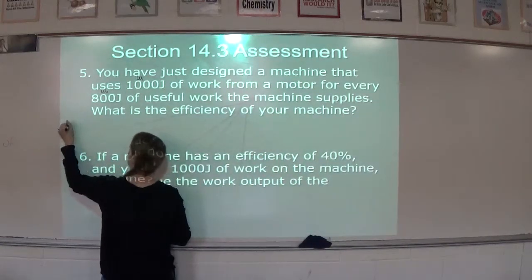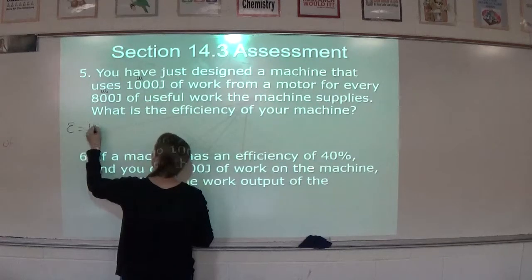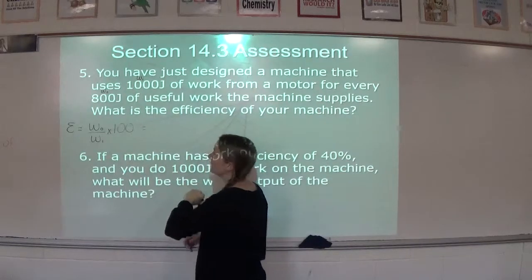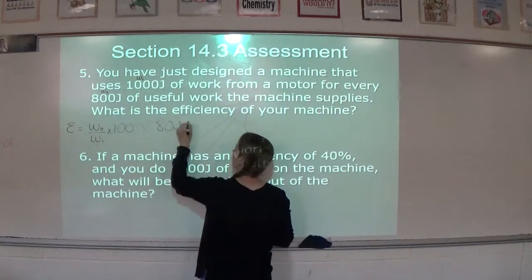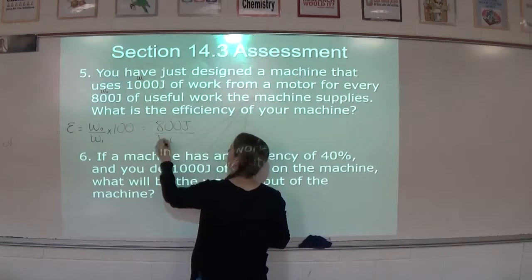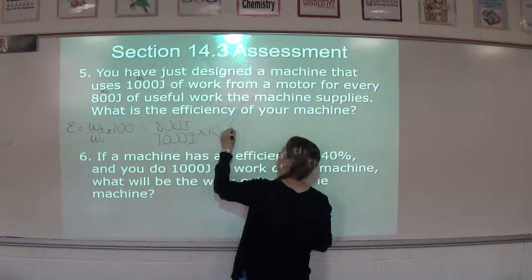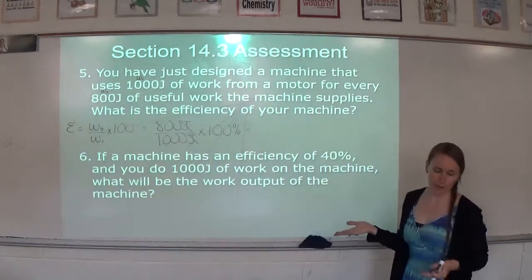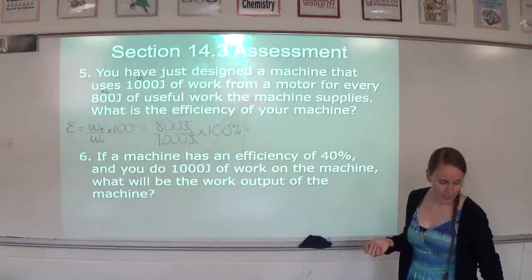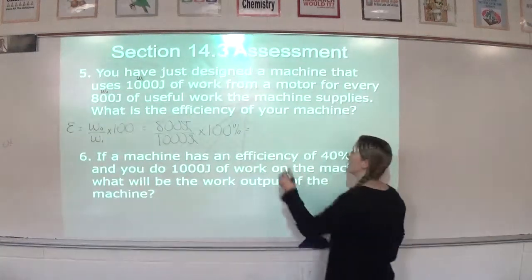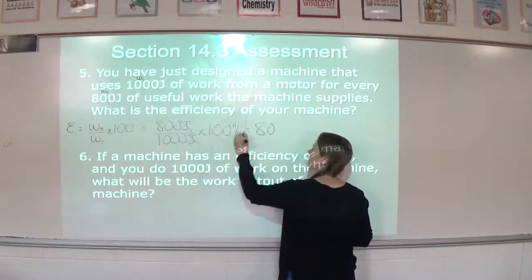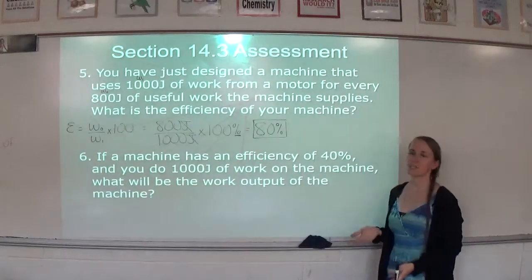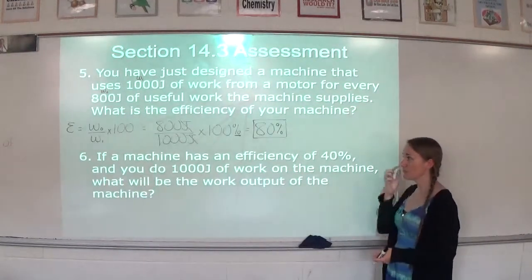Well, efficiency, I'm just going to call it E, is work output over work input times 100. So then we just plug in. My work output is 800 joules. My work input is 1,000 joules, times 100%. So those joules cancel. When I do 800 divided by 1,000 times 100, I end up getting 80. Because my joules cancel, I'm left with percent. So our machine is 80% efficient.